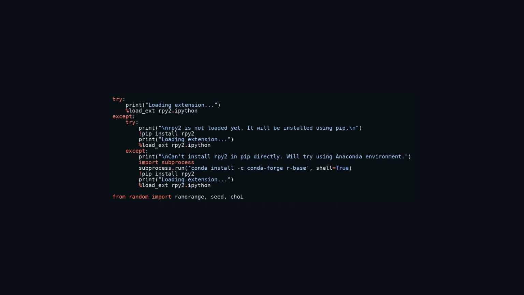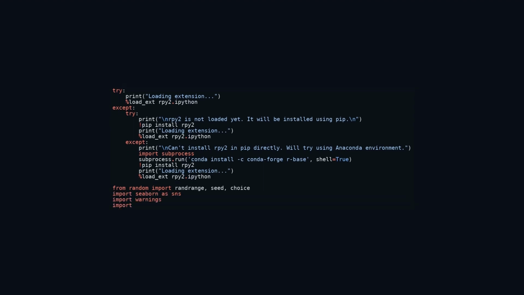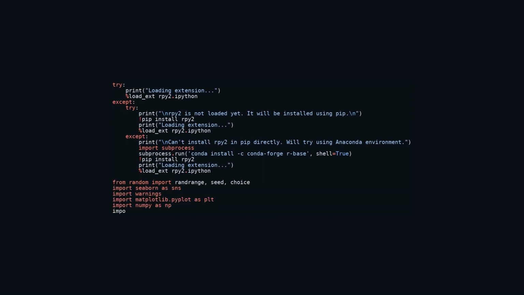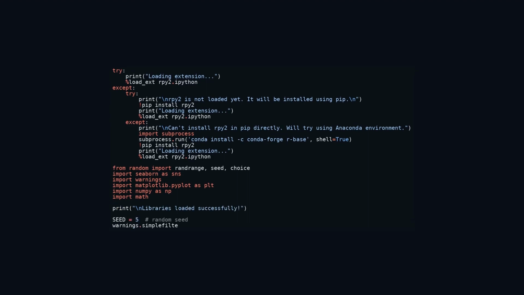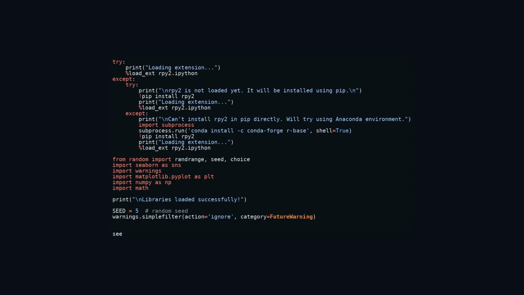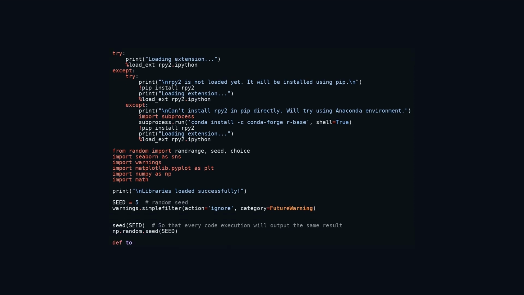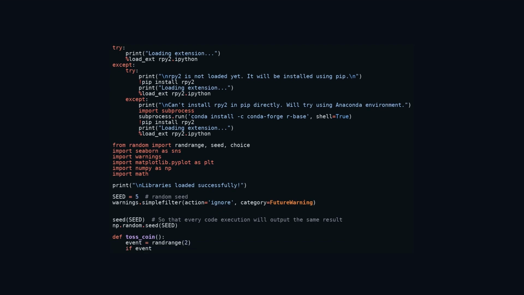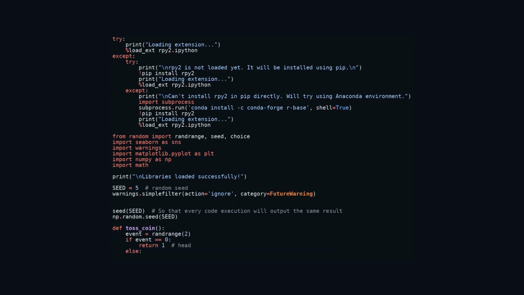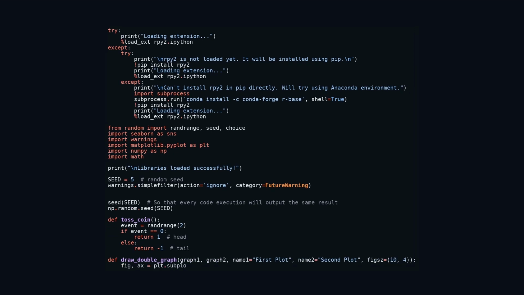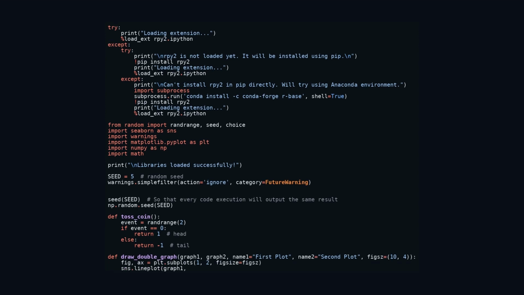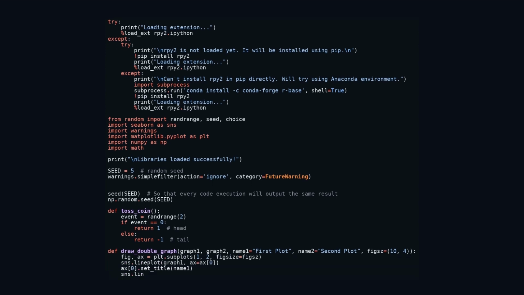Proceeding with the setup, it imports essential libraries including random, seed, choice, cburn, warnings, matplotlib, numpy, and math. To ensure reproducibility, a random seed is established. Future warnings are suppressed, and a function named tossCoin is defined to mimic a coin flip. Moreover, a function called drawDoubleGraph is formulated to display two side-by-side line graphs for comparative analysis. Upon successful loading of libraries and functions, a message confirming the completion of the setup process is displayed.